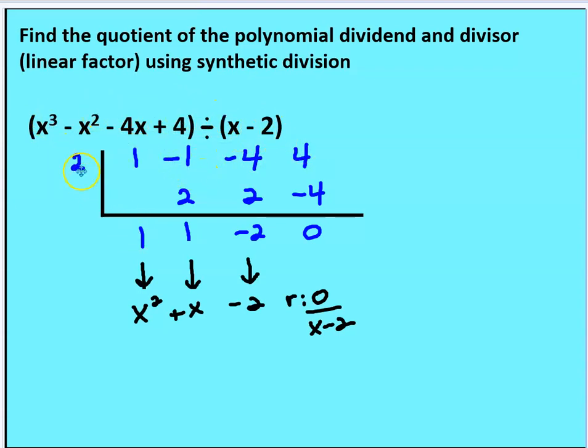I drop the 1 down. 2 times 1 is 2. 2 plus negative 1 is 1. 2 times 1 is 2. Negative 4 plus 2 is negative 2. 2 times negative 2 is negative 4. 4 plus negative 4 is 0. x minus 2 is a linear factor which produces, when you divide into this polynomial, a quotient of x squared plus x minus 2, as I see from these coefficients. Constant, x squared.